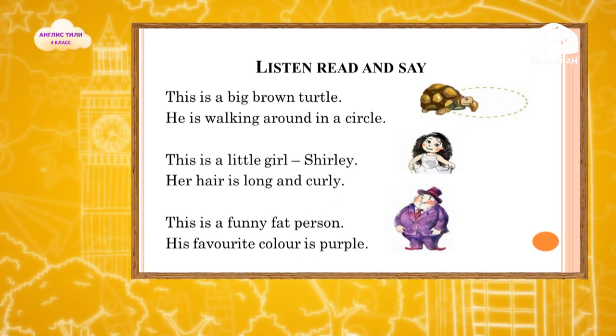Listen, read, and say. This is a big brown turtle. He is walking around in a circle. This is a little girl, Shirley. Her hair is long and curly. This is a funny fat person. His favorite color is purple.